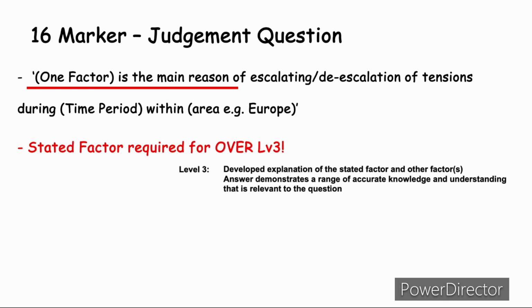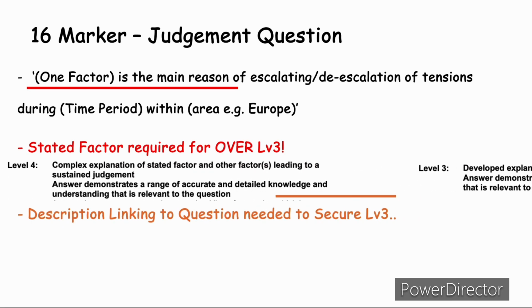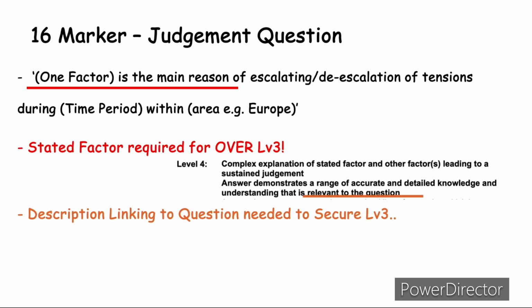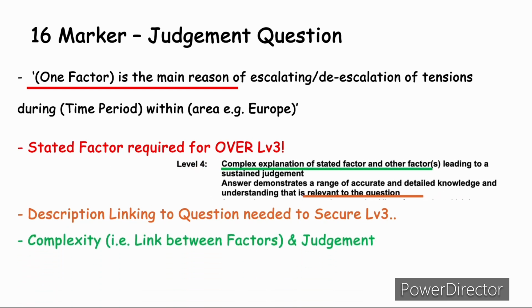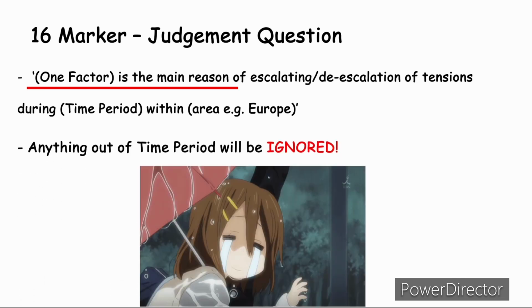For level 3 or above, you want to link your answer back to the tension part. So it is important for you to think if what you are writing allows you to argue for increasing or decreasing tensions. And for level 4, you will need to show the link between the events you have made and make judgment of the most important factor convincing. Just saying, any events written out of the time period or area will be ignored, which will very likely cap you at low level 3 boundaries.